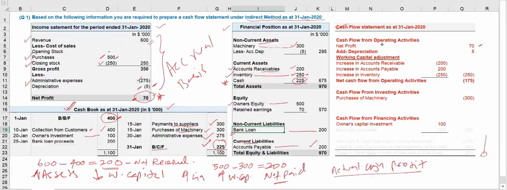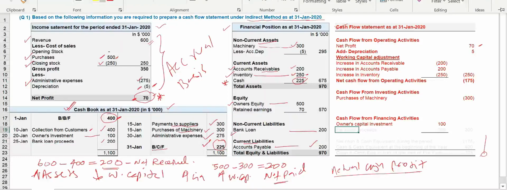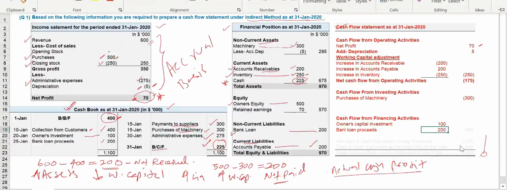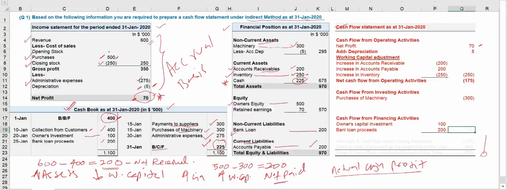As you can see under non-current liabilities, you can see 200,000. As a result of that, the company's cash flow has increased by 200,000. It's a cash inflow. So therefore in the cash flow statement under financing activities, you have to show bank loan proceeds 200,000. Finally, the current liabilities in the financial position. Accounts payable, that also we have taken into account when we calculated the working capital adjustment. It's already considered.